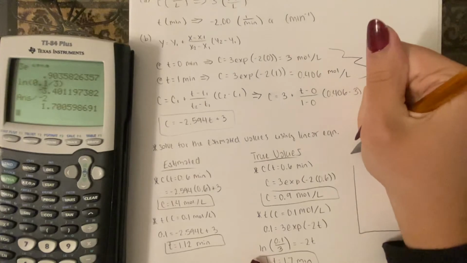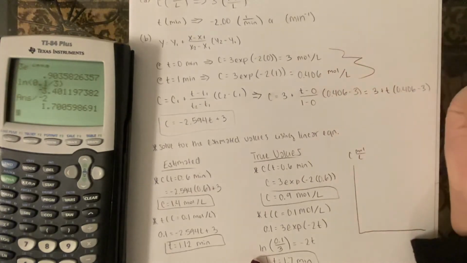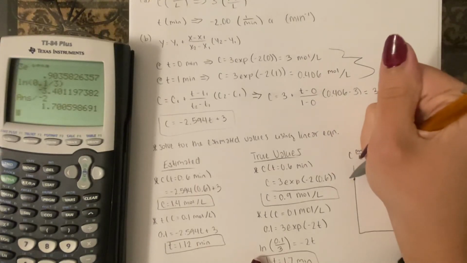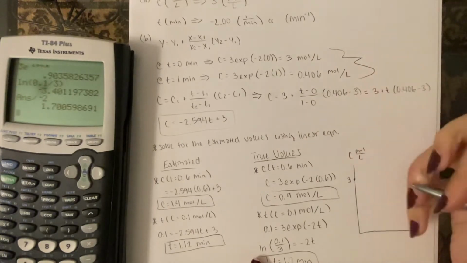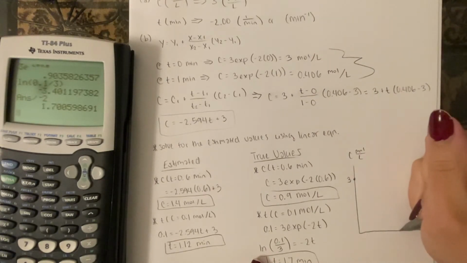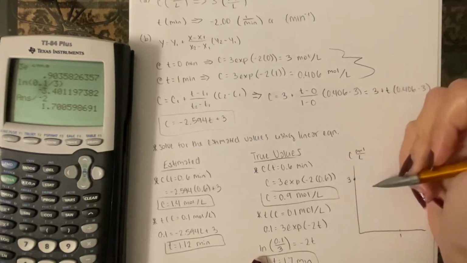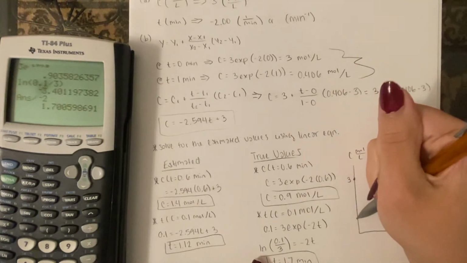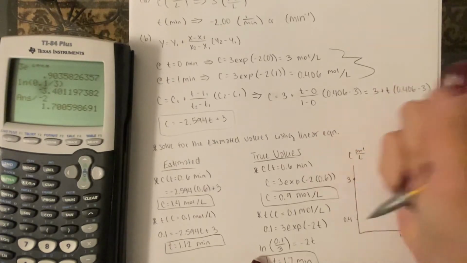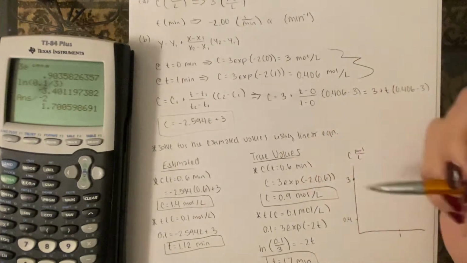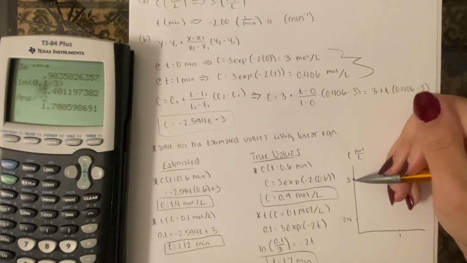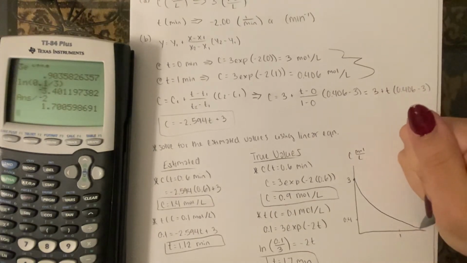So moles per liter here. We are interpolating between time equals 0 and C equals 3 up here, and when time is 1 down here, and when time is 1.4. And we are extrapolating outside of that range. So this is an exponential function. It kind of looks something probably like this.